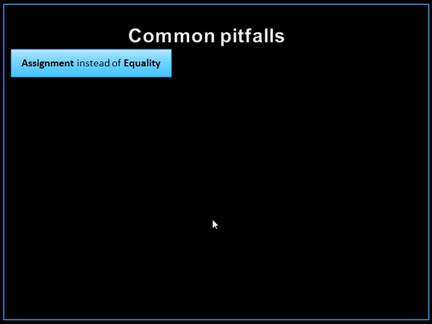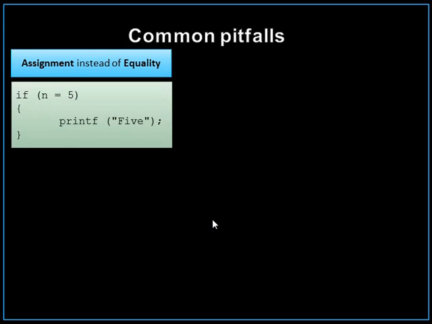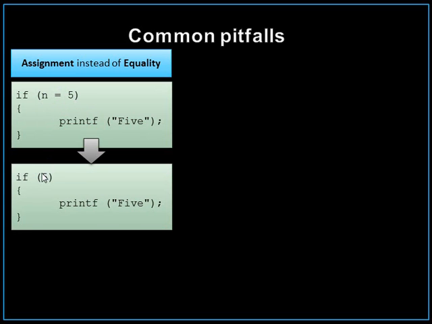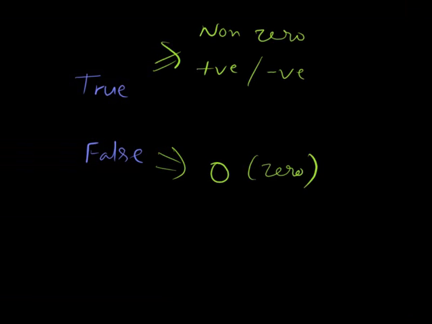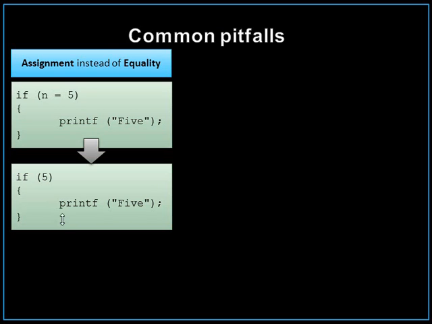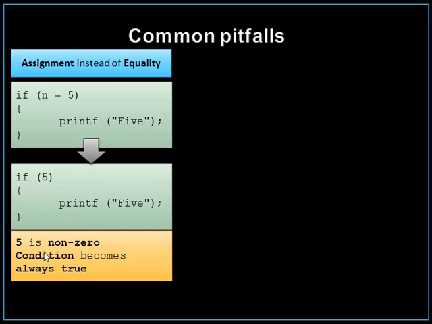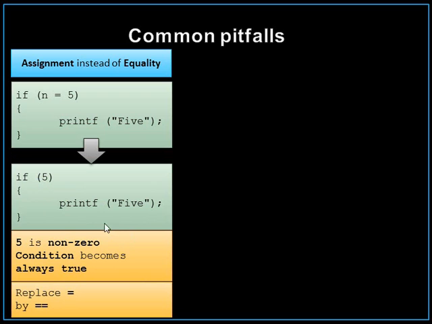Now a common pitfall is that you use the assignment operator instead of the equality operator. Let's take this example. Here you have used the assignment operator. Actually you wanted to check if n is equal to 5, but this statement will assign 5 to n, it will not check the equality between them. So n is assigned the value 5 and there is only 5 in the if. Now what we've learned is truth is always non-zero. 5 is non-zero, so it is always executed. Whenever control passes through this if, it is always true, so this 5 will always be printed. The condition becomes always true. What to do is replace the assignment with the equality operator.